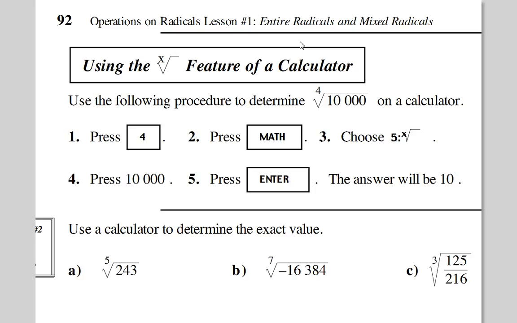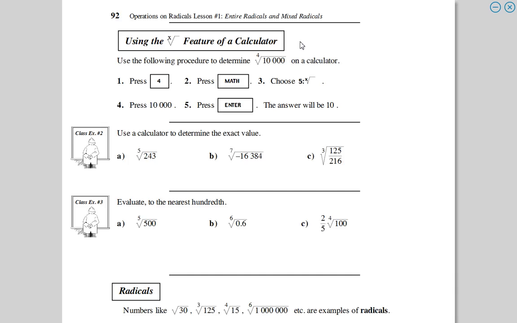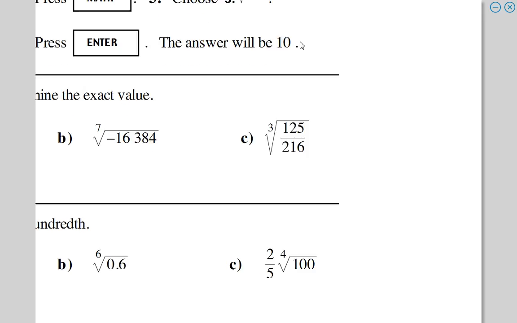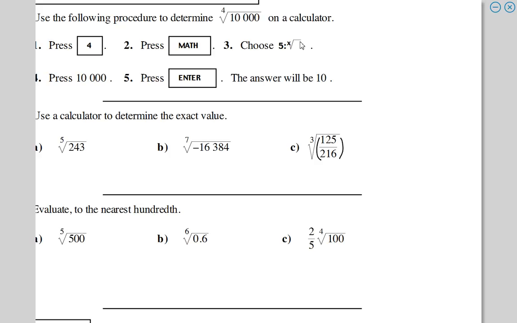Use your calculator to determine the exact value. So I'll leave this one for you guys. Just a little note, put brackets in here. Okay. And exact value, maybe I should just do these with you guys. So no, that means no decimal. No decimal approximations. So exact value is important.